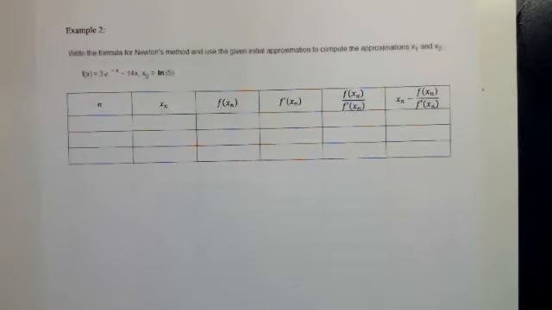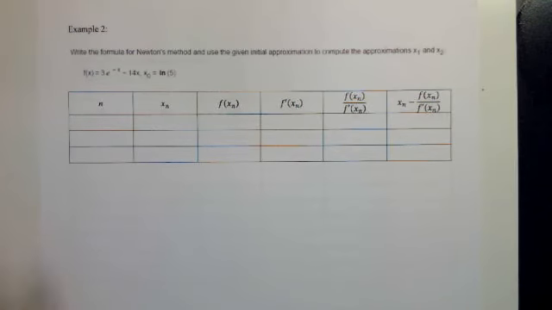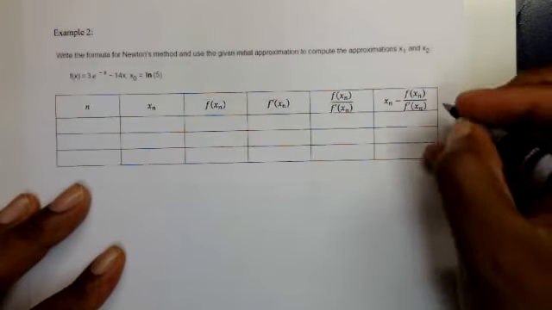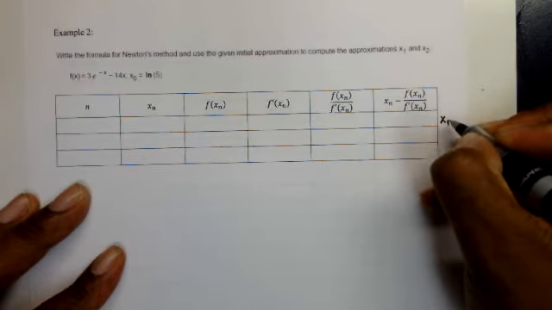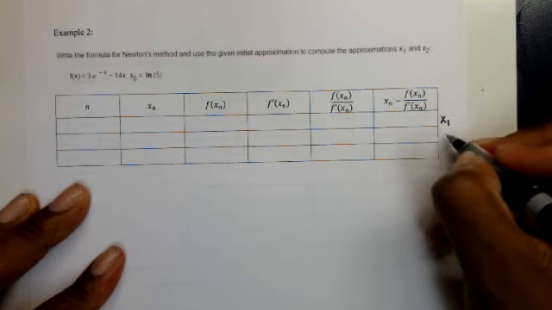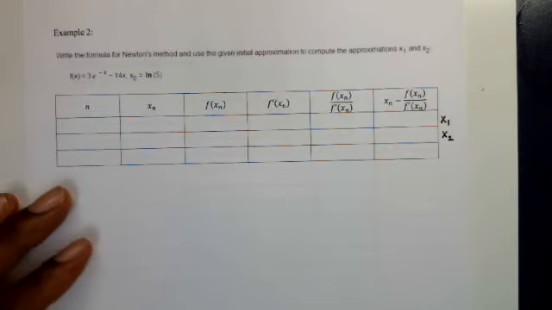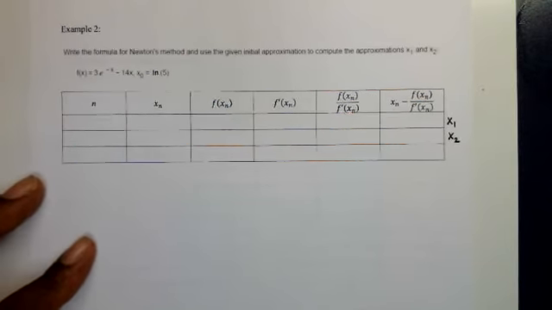All right, here's another example. Let's say we have f of x equal to 3 e to the negative x minus 14x, and our initial approximation is x sub 0 equal to the natural log of 5. We want to write the formula for Newton's method and use the given initial approximation to compute the approximations x1 and x2. So we want to find x1, which is going to be the last number in this first row, and the last number in the second row will be x sub 2.